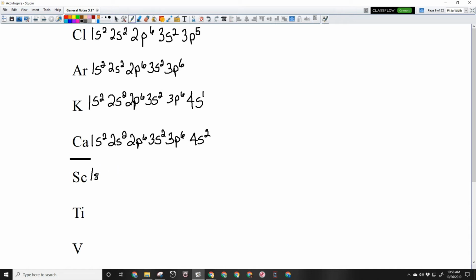All right, so this is going to be 1s2, 2s2, 2p6, 3s2, 3p6, 4s1, 4s2, and then we're going to drop down to 3. It's in the d orbital, and it's the first element in the d orbital.